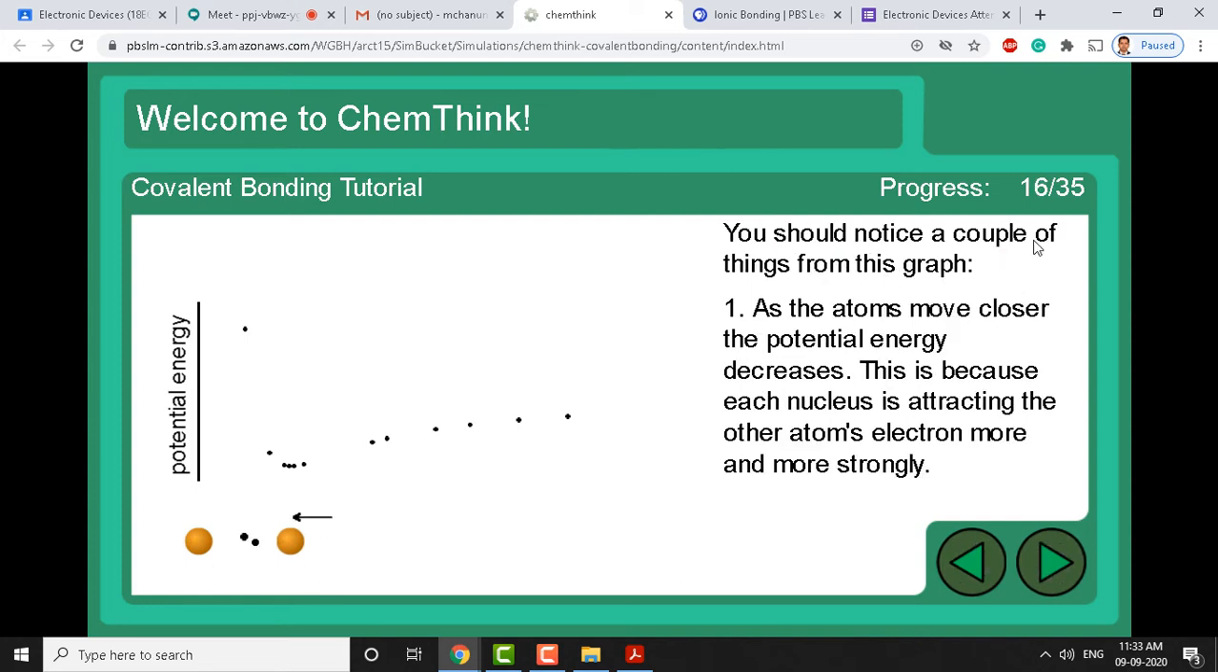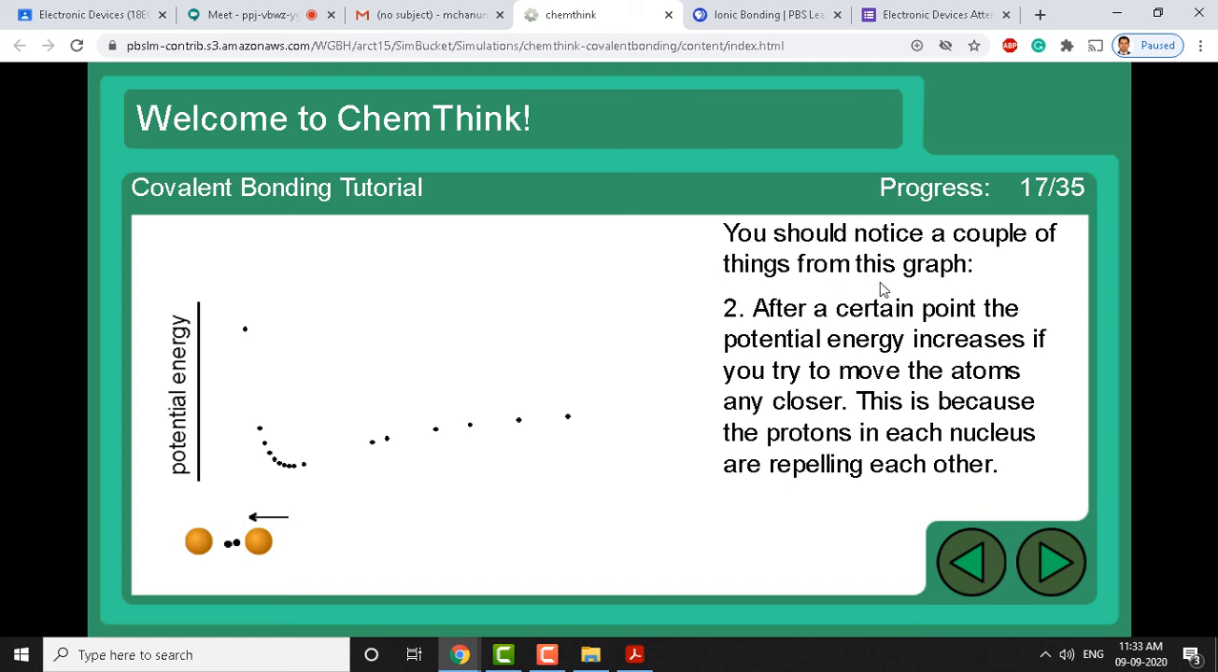Okay, you should notice a couple of things from this graph. As atoms move closer, the potential energy decreases. That's what you have seen. This is because each nucleus is attracting the other atom's electron more and more strongly. So this nucleus is attracting the electrons from this one, and therefore the potential energy keeps decreasing.